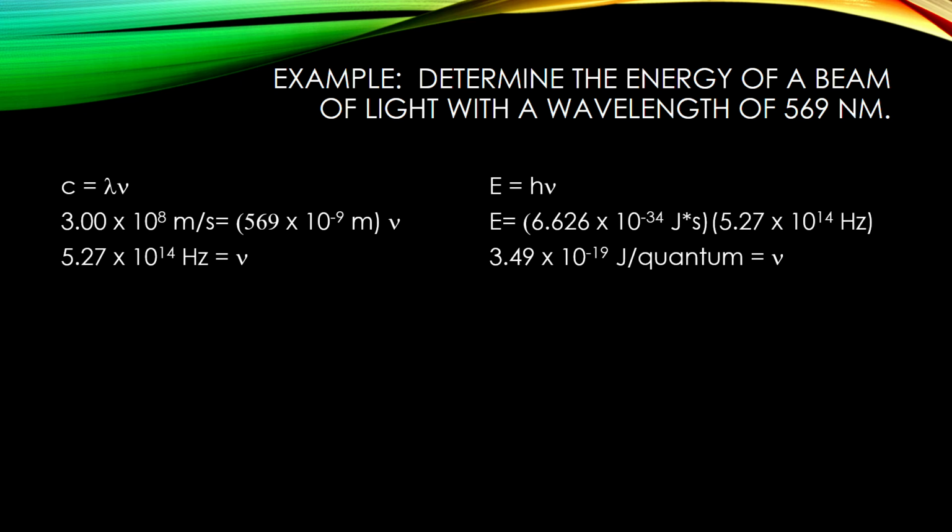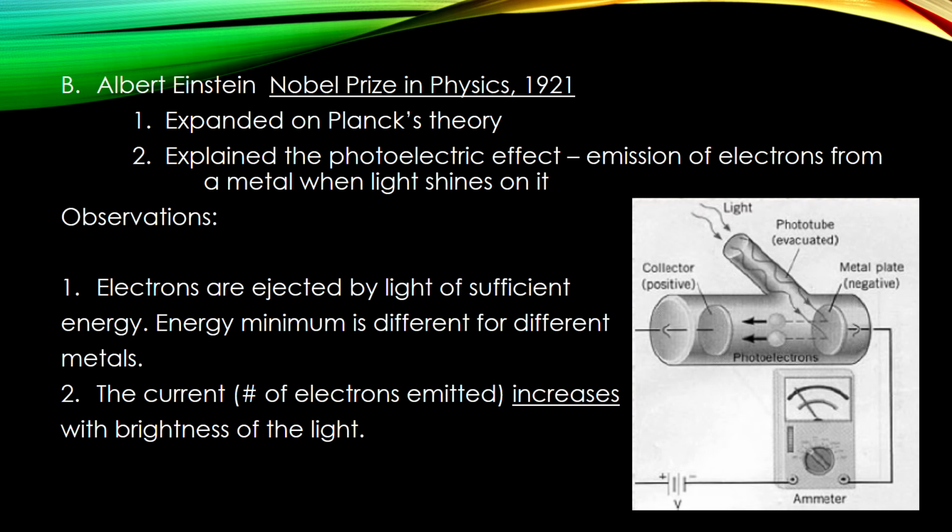Now, Planck wasn't the end of the story though. Einstein actually came into the picture. He won the Nobel Prize in Physics in 1921 for this. He is the one who expanded on Planck's theory, and he explained the photoelectric effect. And this was the idea. If I have light coming into a vacuum tube, so the idea here is I don't have any other atoms except for the metal plates that are present.